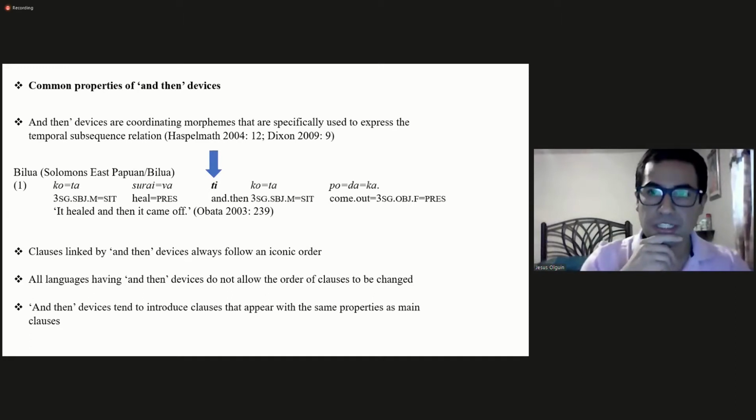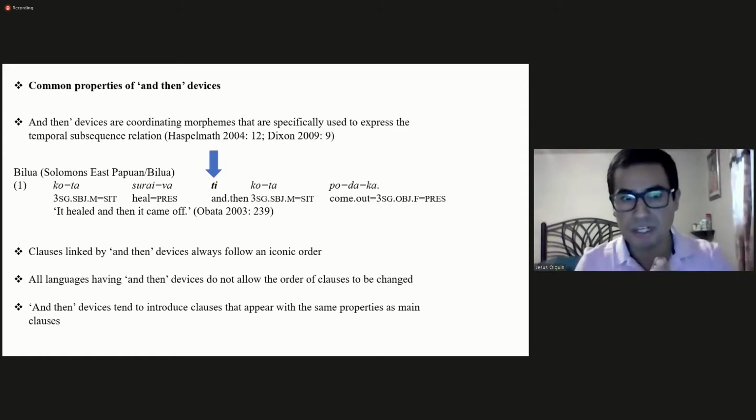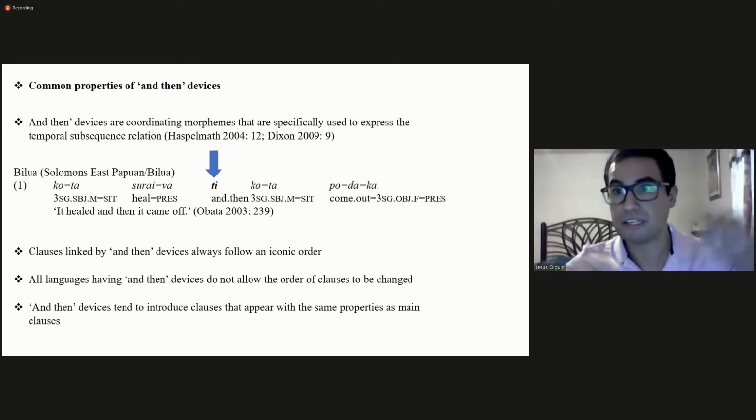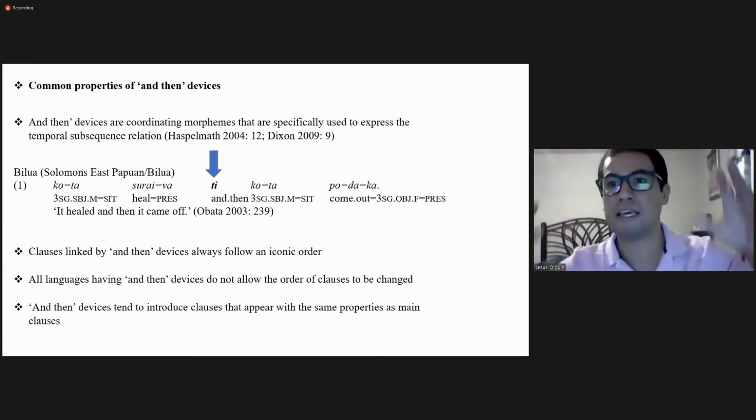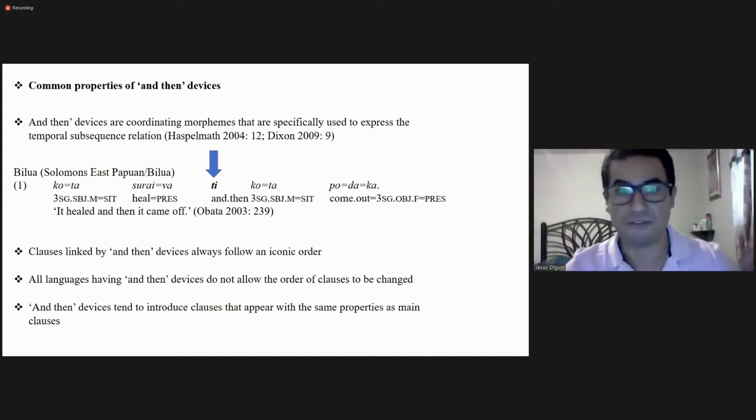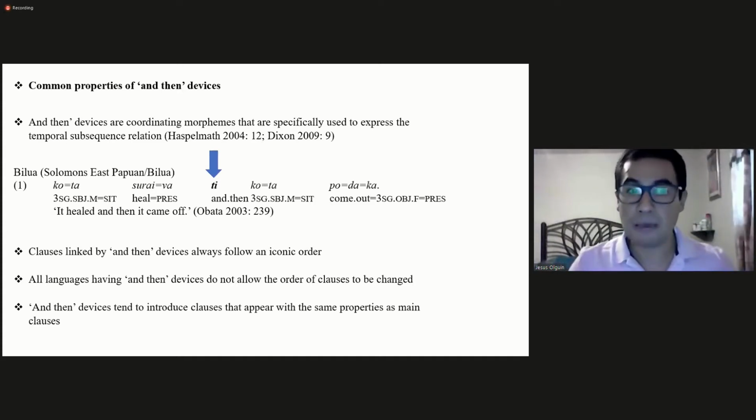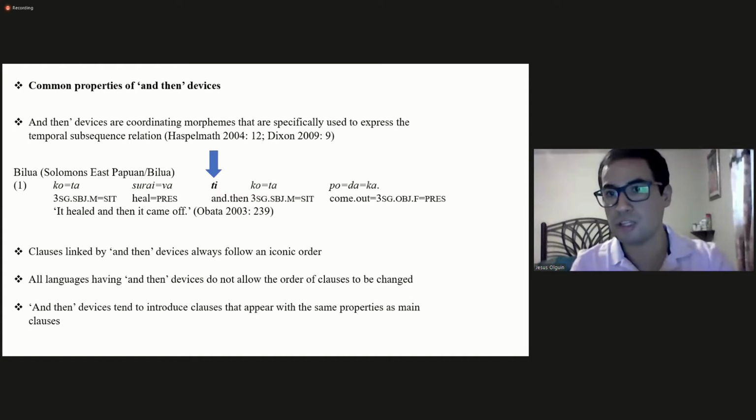Now, another important cross-linguistic property of and then devices is that they tend to appear in clauses that follow an iconic order. That is, the situations encoded in these clauses are represented in the order in which they occur in real life. And all languages having these and then devices do not allow the order of the clauses to be changed.